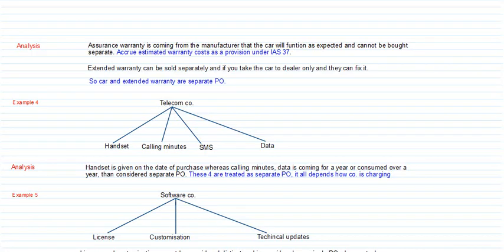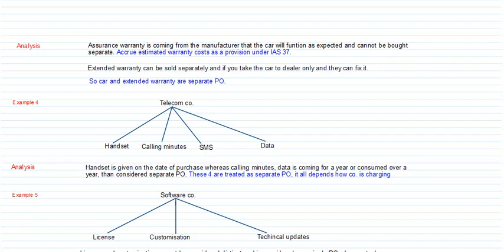But the extended warranty can be sold separately also by the dealer, or it can be bought from somewhere else. Which means that if I have any problem or any defect in the car, and if I take it to the dealer in that extended period, they can fix it. So the car and the extended warranty would be coming as separate performance obligations under IFRS 15. However, the assurance warranty will be accounted for as a provision under IAS 37.